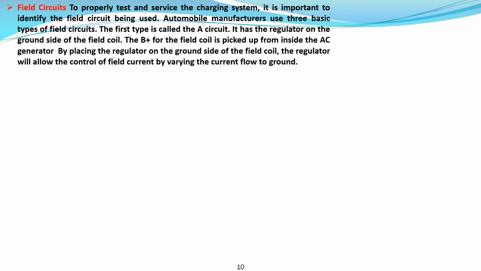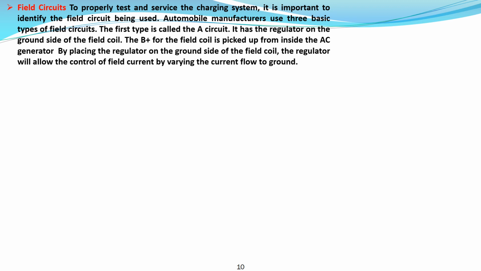Field circuits. To properly test and service the charging system, it is important to identify the field circuit being used. Automobile manufacturers use three basic types of field circuits. The first type is called the A circuit. It has the regulator on the ground side of the field coil.